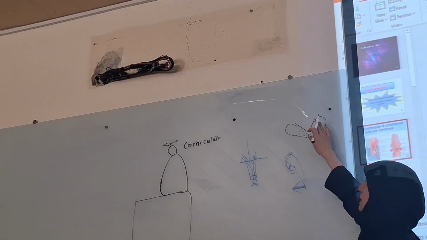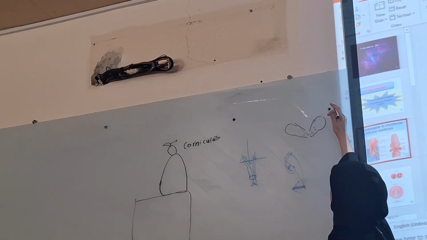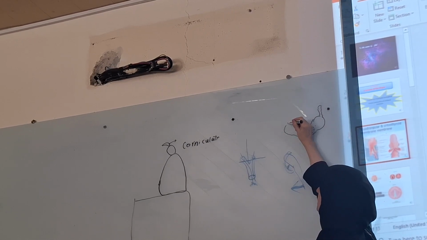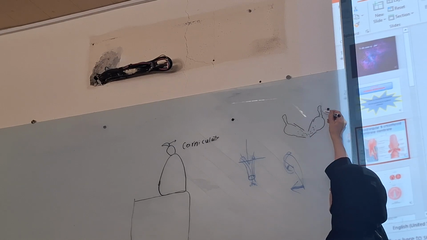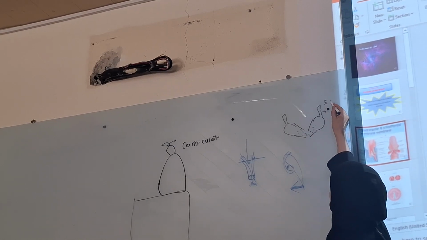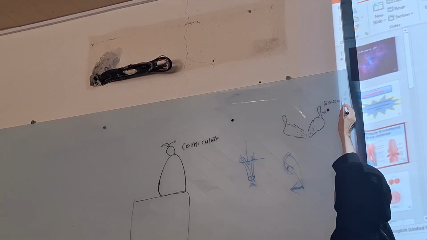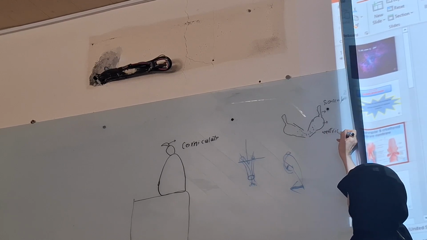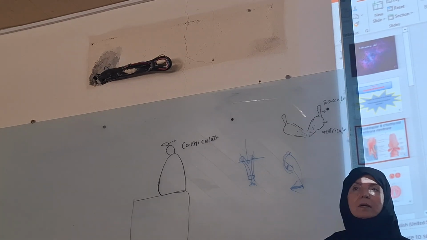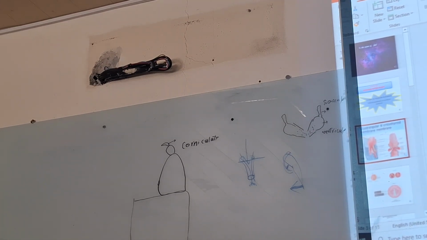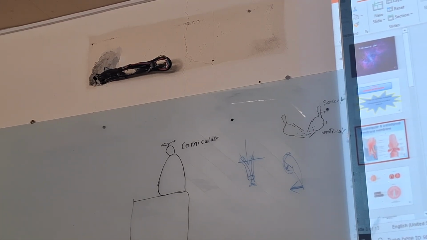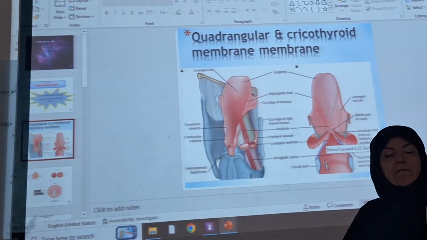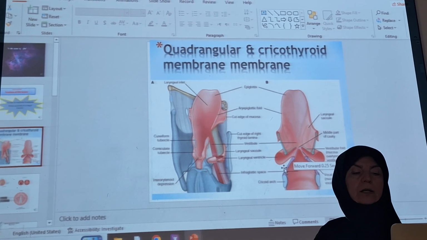Each recess, each ventricle, is continued into a fold of tissue, which we call the saccule. Here is the saccule, and here is the ventricle. And inferior to the vocal cord, here, we call the infraglottic region.